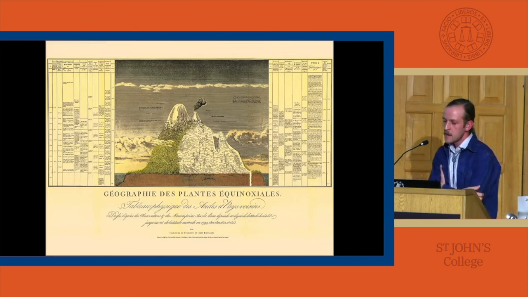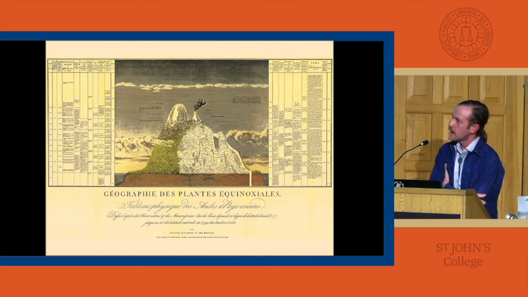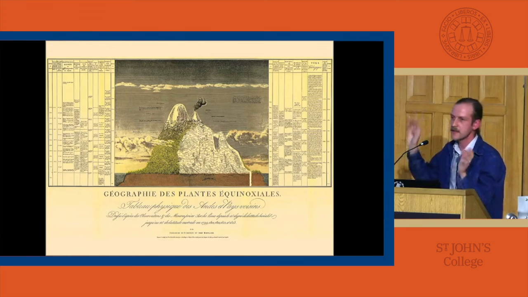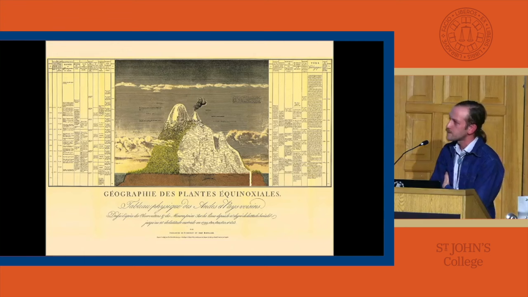But the accompanying caption to this illustration, which is called the tableau physique, is really the meat of this work. So on either side of this cross-section of the mountain are all these measurements of all sorts of variables that change with elevation. These include things like the refractive properties of light, temperature, barometric pressure.